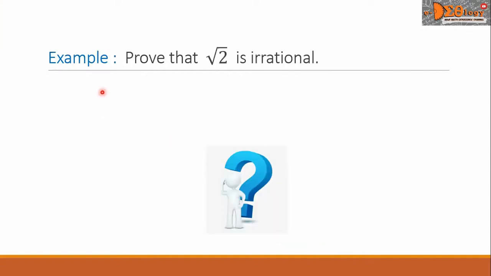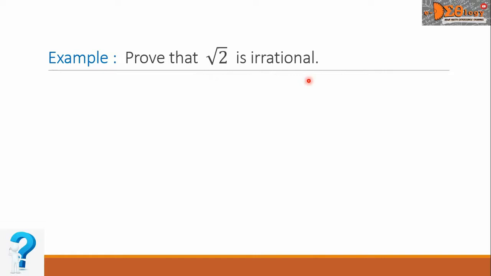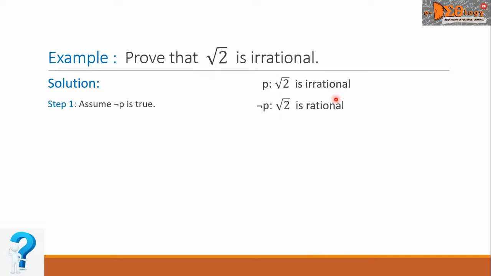Let us see this example. Prove that square root of 2 is irrational. Our step 1, we assume that not P is true. Our proposition P here is square root of 2 is irrational. The not P corresponds to square root of 2 is rational. So for step 1, we will assume that this is true.